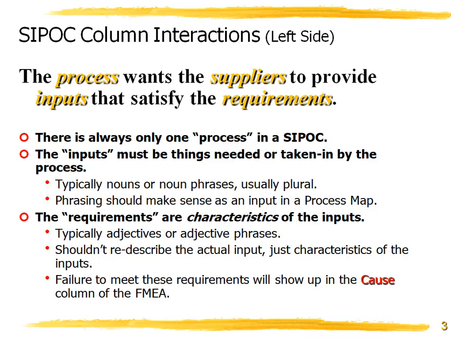So I want to phrase things in my SIPOC so that it's true that I can put the pieces together to form sentences. The process wants the suppliers to provide inputs that satisfy the requirements. So if I'm always following that form, I'll get the right requirements built into my SIPOC to be able to drive my system. If I don't follow that form, I run the risk of writing some bad requirement statements that kind of wander outside the scope of what I'm doing. But if I stick to the correct form, I'll get well-formed requirements that can truly be implemented by my engineering design.